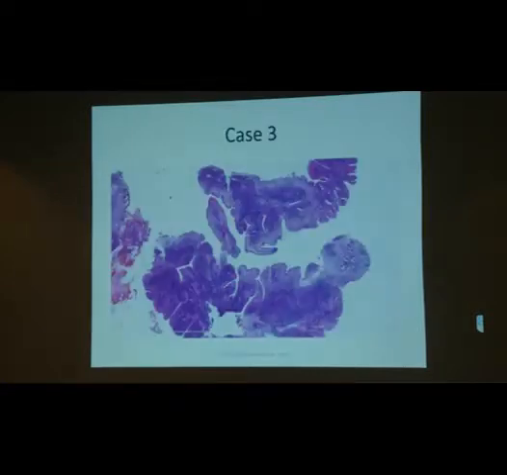Case 3 is a woman with blood-stained vaginal discharge and a friable hemorrhagic polyp in her upper vagina. And the surgeon rang me and said, can you process this urgently, because it was just before Christmas or something, because we think she's got cancer. So this is what it looked like.